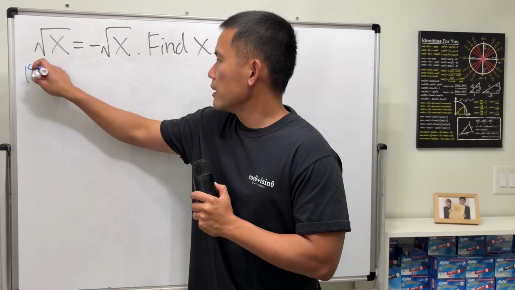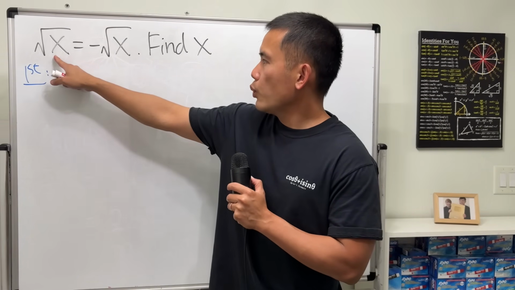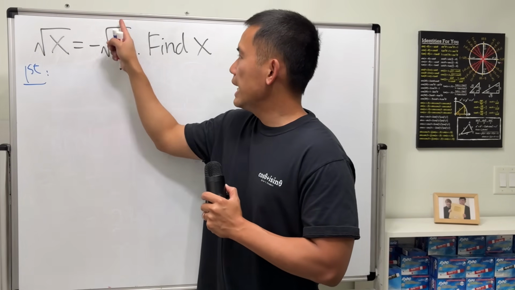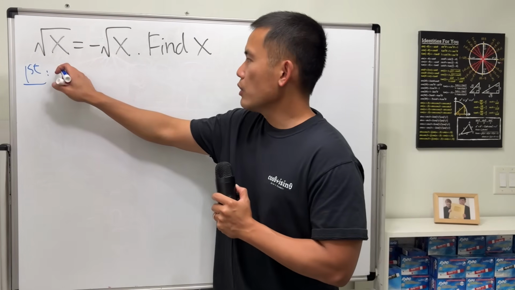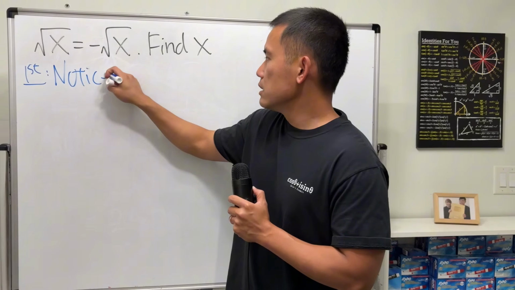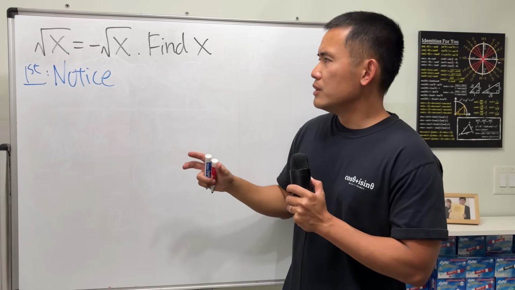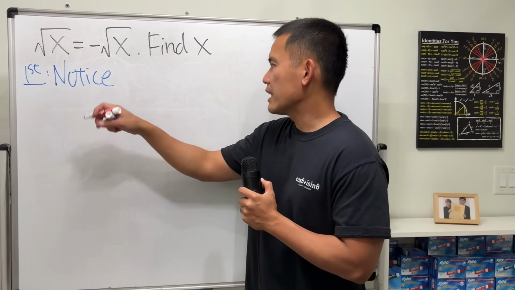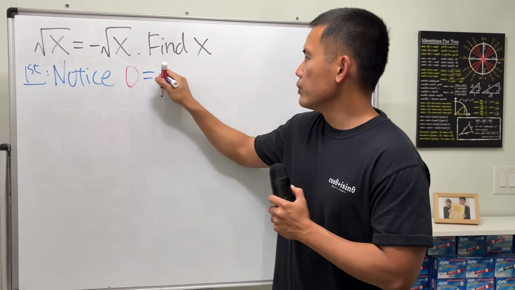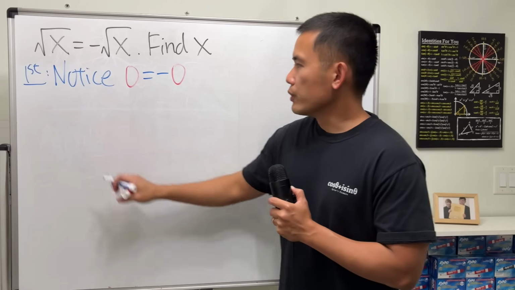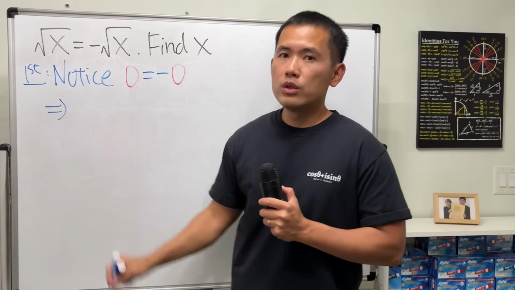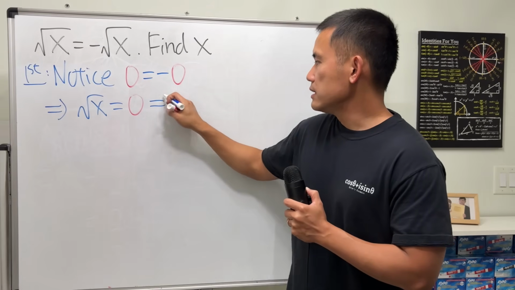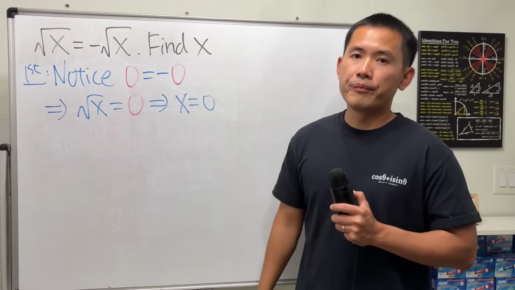Here is the first method. So notice we have square root of x is equal to negative square root of x. This part and that part are the same. So notice the only number so that itself is equal to negative of itself is 0. So you can see that, notice 0 is equal to negative 0. So this implies that square root of x should be equal to 0. Therefore, we can see that x is equal to 0.